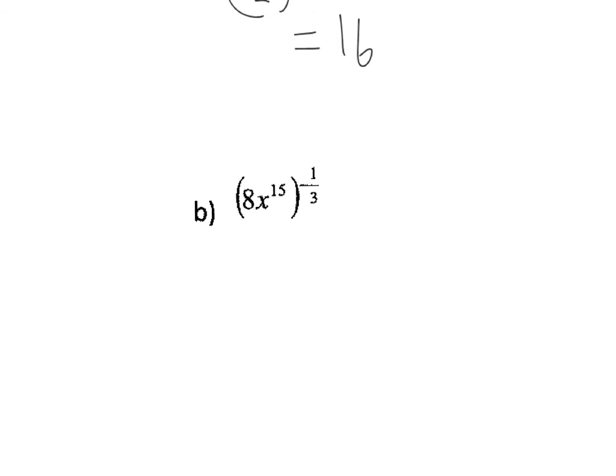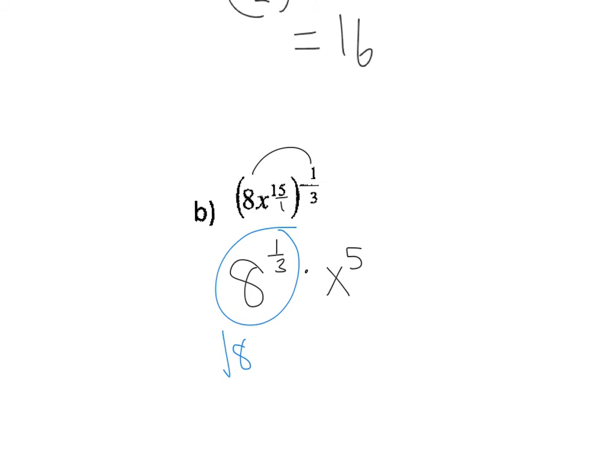And then B, again, I'm going to distribute this, so it's going to be 8 to the 1/3 times x to the 15 over 1 times 1/3, which is 5. I'm going to rewrite 8 to the 1/3 as the cube root of 8. The cube root of 8 is 2. So the answer is 2x to the 5th power.